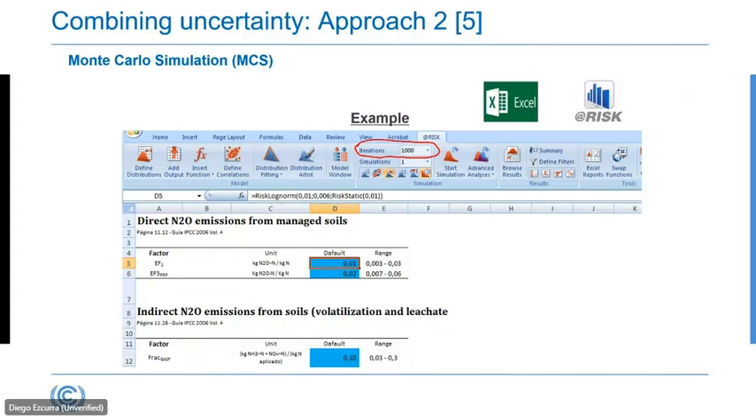I see a few comments in the chat. Are there any guides for choosing a specific probability density function for a variable when we only have the default and range of the variables? Yes, we will see during this session how to select a probability density function based on the data we have.